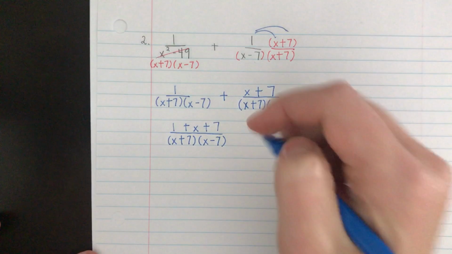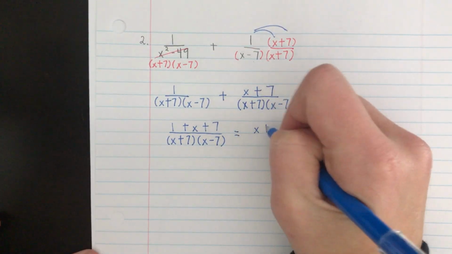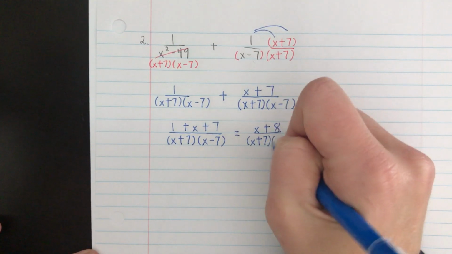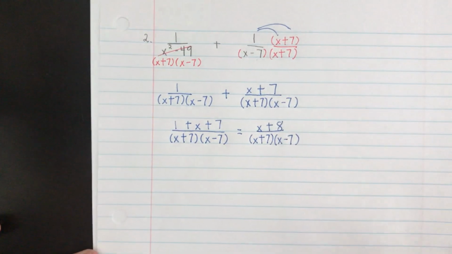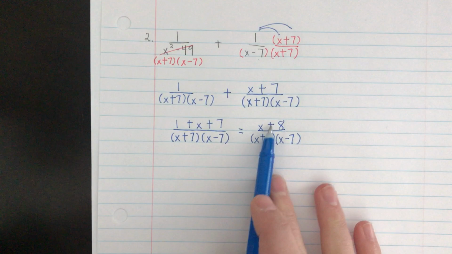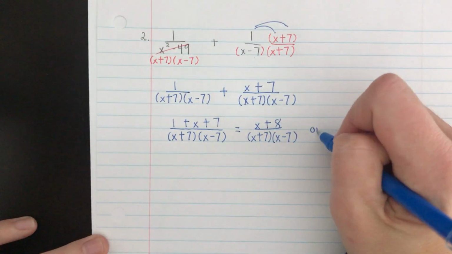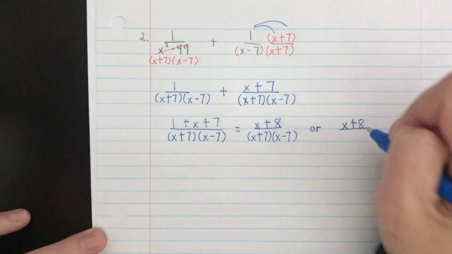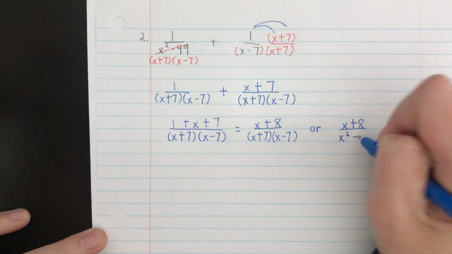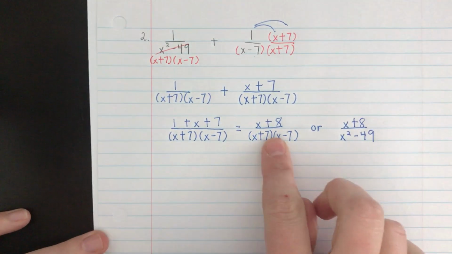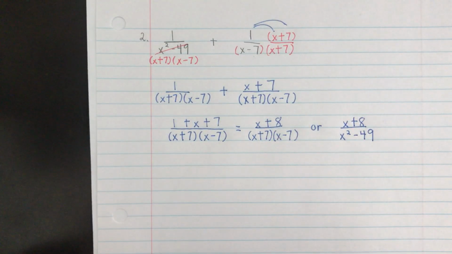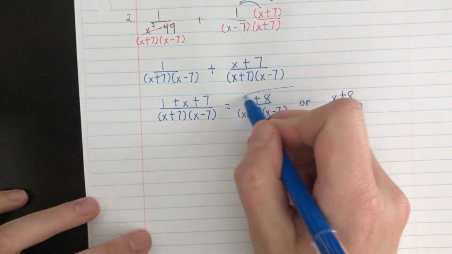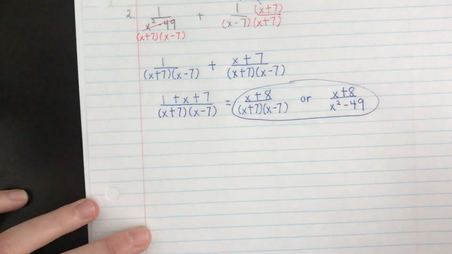Okay, so then this would become x plus 8 over x plus 7, x minus 7. Now remember, nothing can simplify here. The binomials have to match exactly. Or you might see x plus 8 over x squared minus 49. So you might see it kept factored, or you might see it kept multiplied back through. So these are your possibilities for your answers.